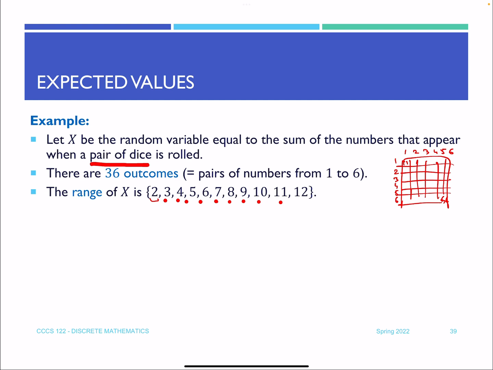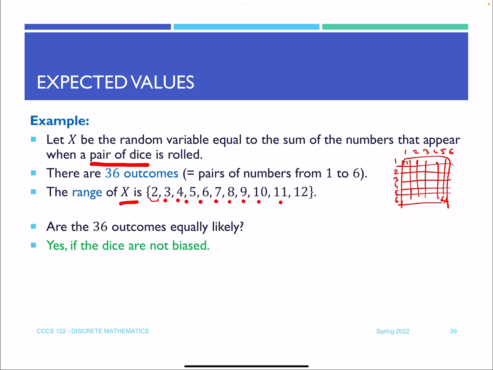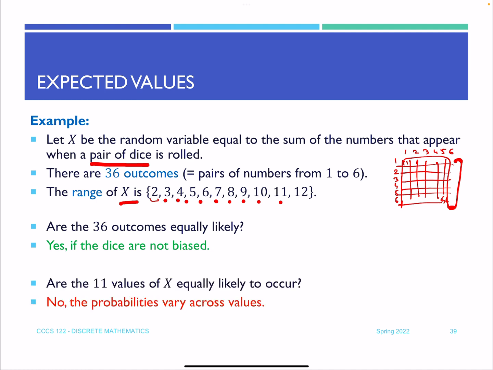So that's the range of random variable x. So are the 36 outcomes equally likely? Well, the 36 possible outcomes are equally likely. Are the 11 values of x equally likely to occur? And the answer is no. Because many of these fields that you see in here will add up to the same numbers.